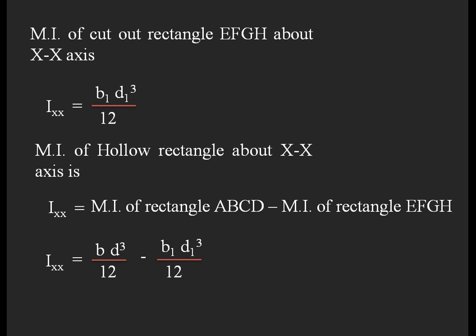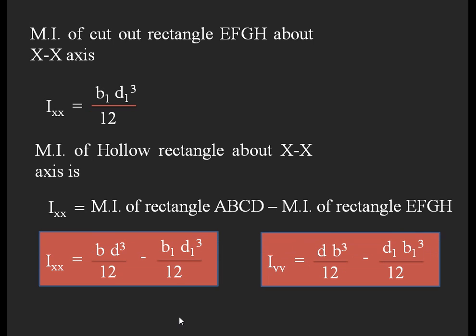Similarly, about the y-axis we can write it in the reverse form. Iyy is equal to db cubed by 12 minus d1 b1 cubed by 12. In the reverse order, in place of breadth we take the depth, and in place of depth we take the breadth, when we want to find the moment of inertia about the y-axis. So these are the two formulas we can use for finding the moment of inertia of the hollow rectangle about the x-axis and the y-axis.